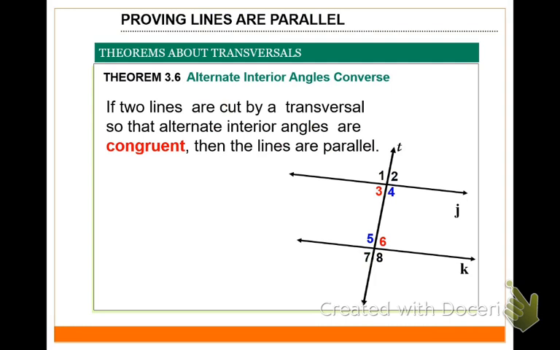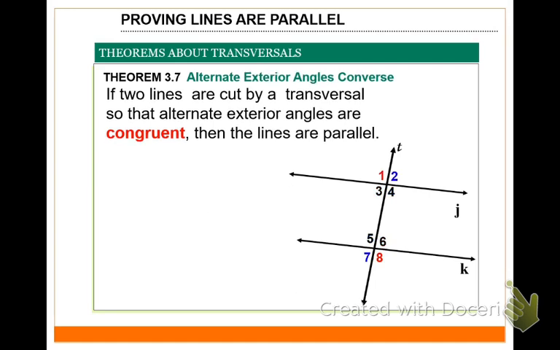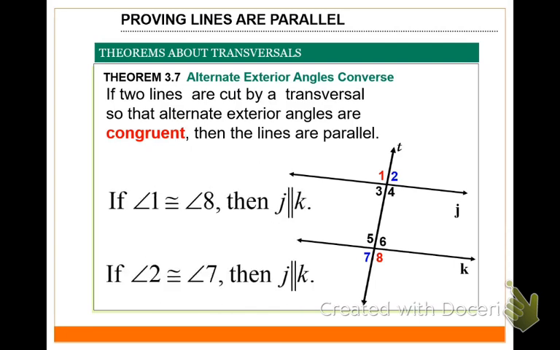Same thing with alternate interior. Because they're congruent, 3 and 6, 4 and 5, that makes the lines parallel. Alternate exterior, like we talked about, 1 and 8 are congruent, 2 and 7 are congruent. That makes the lines parallel.